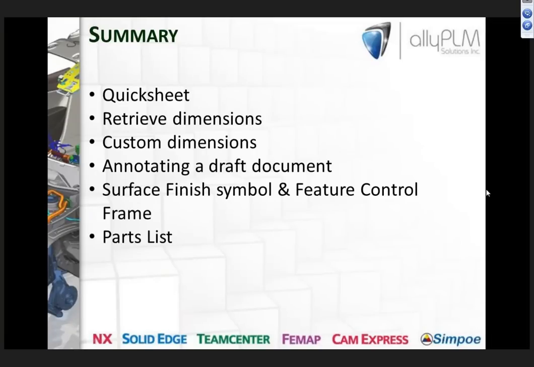All right, that's all I had. A quick summary: we went over how to make a quick sheet and save the template. I also showed you how to retrieve dimensions and do some custom dimensions with tolerances and dual units. I showed you how to annotate a draft and do surface symbols and some feature control frames, as well as parts list, and then the sheet metal cut size call out.